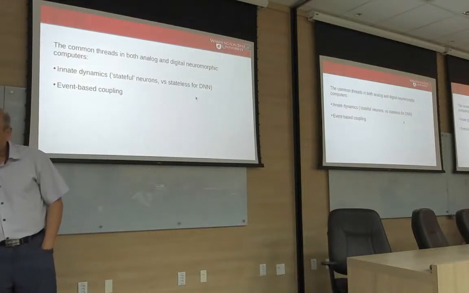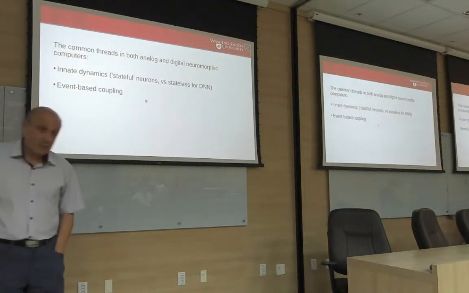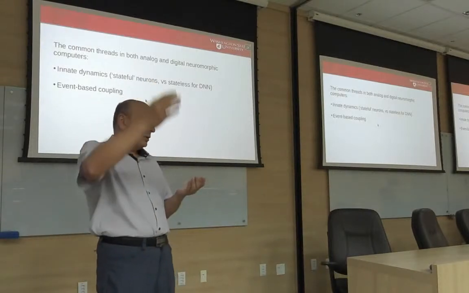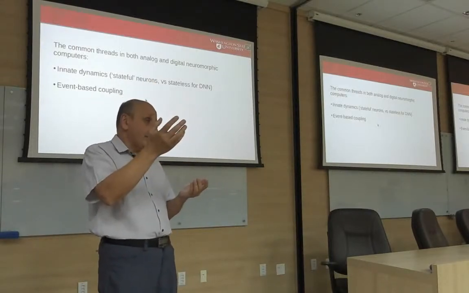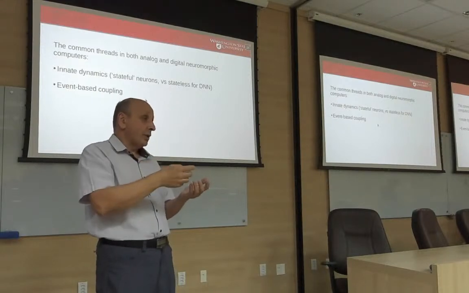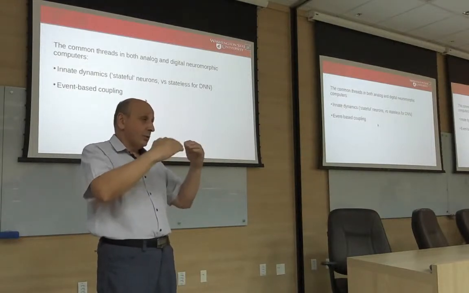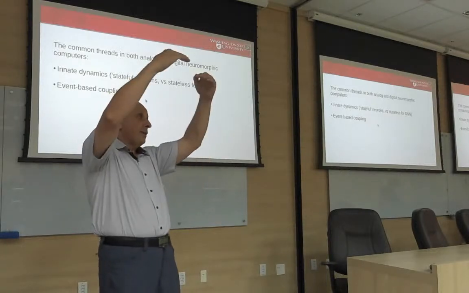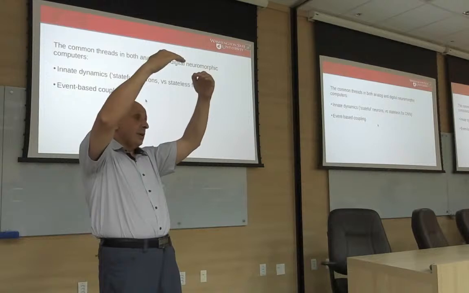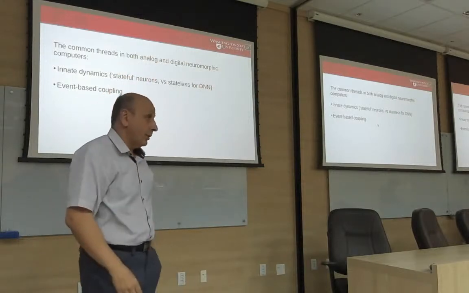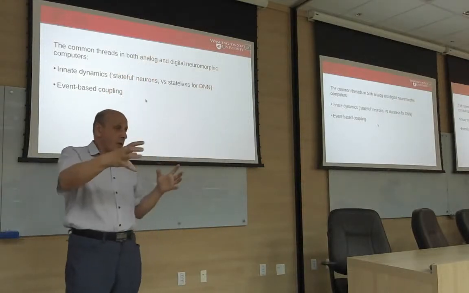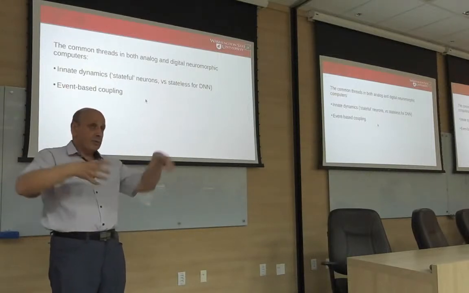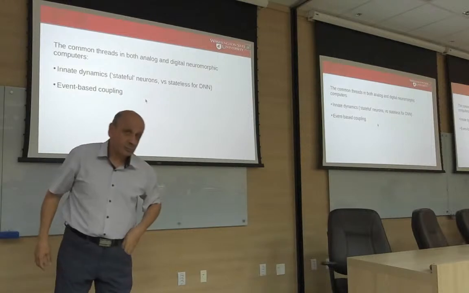And the event-based coupling, where what's communicated to other neurons are those spikes, those events that are generated from time to time, versus deep neural networks where at every computation the whole state of the network has to be communicated, so that's a heavy-duty communication to other parts of the network, or needs a big chunk of shared memory so that all parts of the network can have access to that state.